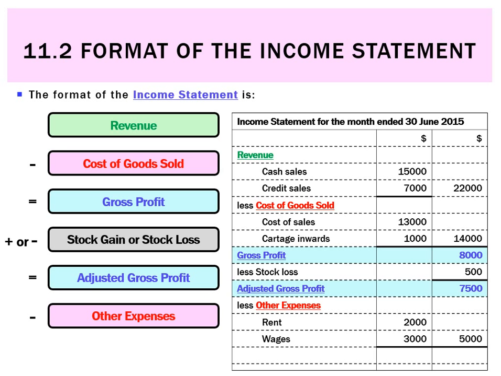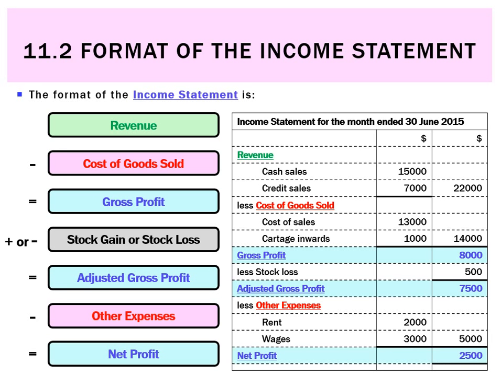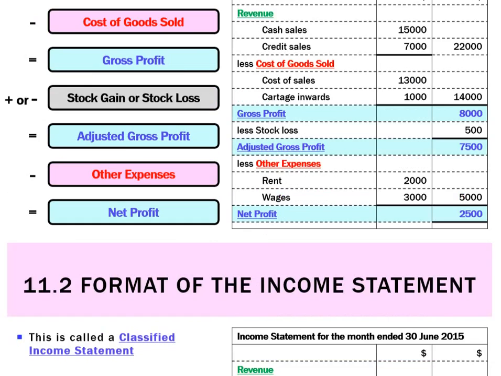Then there's our other expenses. So we've got rent and wages. So the reason we use other expenses is because there's actually already some expenses up here called cost of sales and cartage inwards. They're just what's called a cost of goods sold. So we still have other expenses, and that's why we use that title. That'll finally give us our net profit. So you can see our net profit was $2,500.